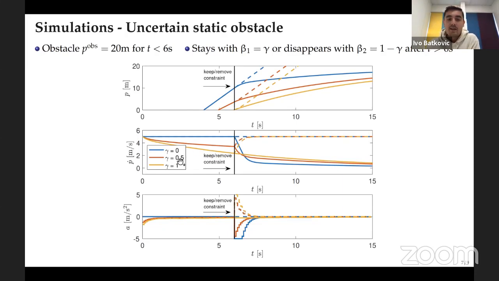For the case when you have gamma equals 0.5, that basically means that you try to weight both scenarios with equal probability. You can see compared to the blue one that you'll have a bit more conservatism in the solution. And after the 6 second mark, you will see that you'll either need to slow down or accelerate again. And then with gamma equals 1, you'll have basically the robust approach MPC, which will be conservative all the time and try to slow down very, very smoothly before it reaches the constraint.